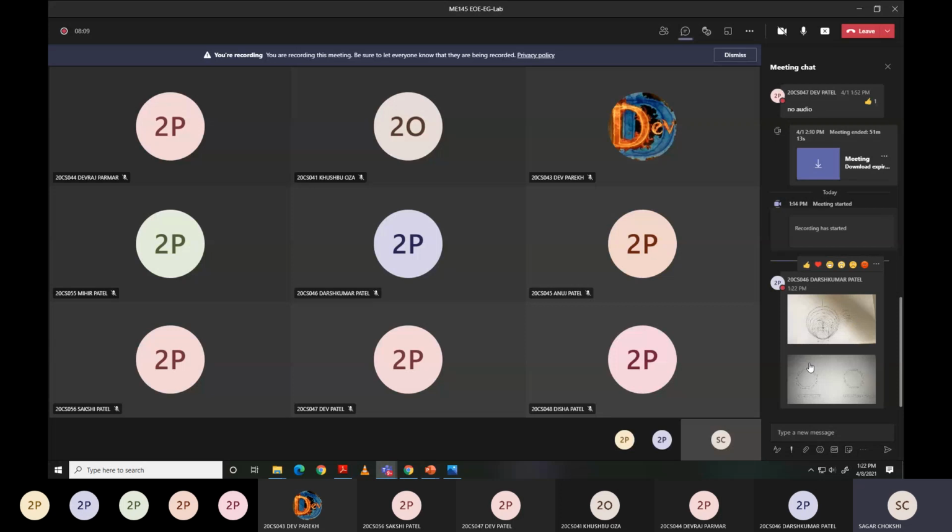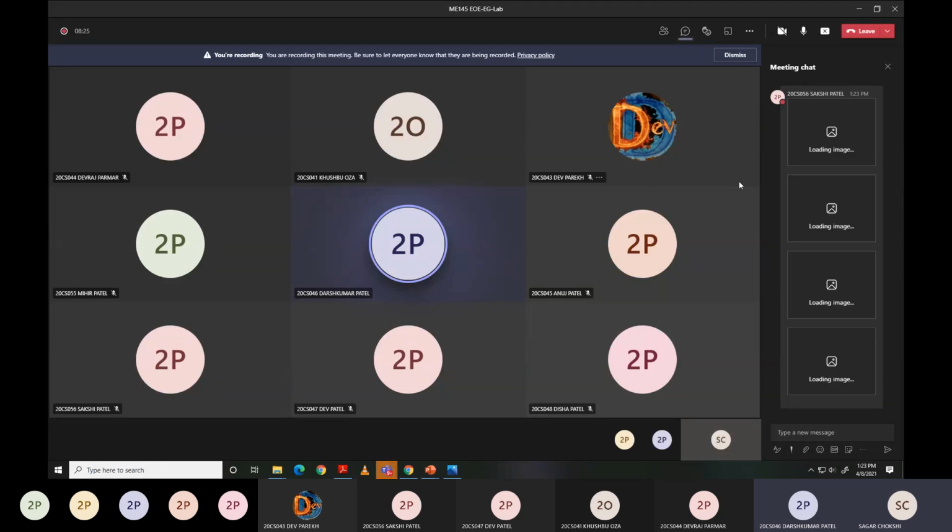Okay, Darsh, can you send the other two drawings so we can discuss all the drawings? The title block and types of lines ones.